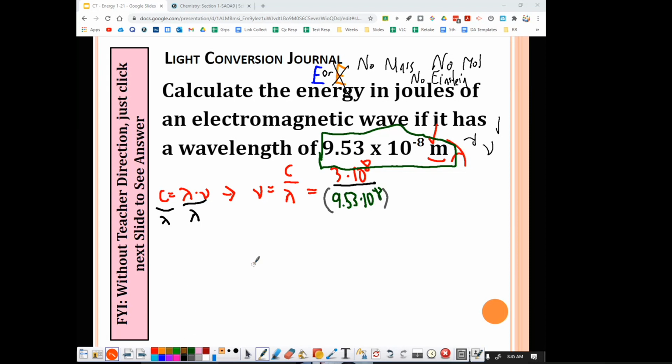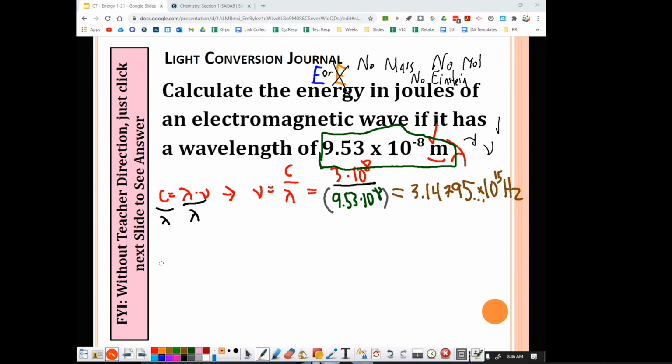This gives me my frequency. And my frequency in this case is 3.14795, and there's more. It doesn't matter because we are not going to use that much. Times 10 to the 15th. You need to be careful about that. Now, since this is frequency, it's going to be in hertz, which is just per second. So that doesn't matter because we really don't care about units.